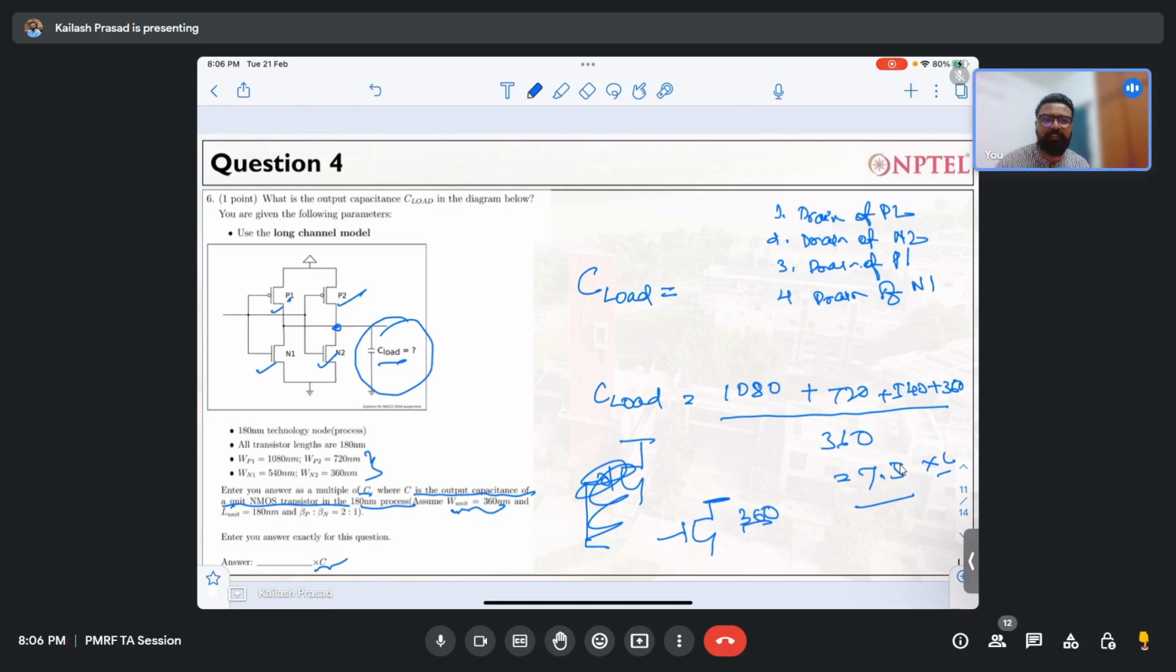For any circuit you have, if you want to find out the output capacitance of that particular circuit, you should be able to figure it out. Is that clear to everybody?